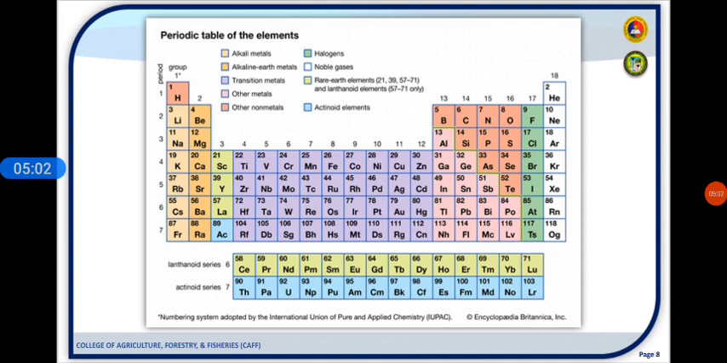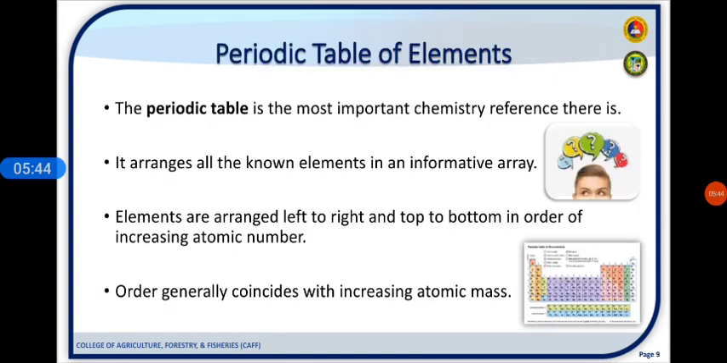Next, we have the halogens. Halogens are 9, 17, 35, 53, 85, 117. So what is F? F is fluorine, Cl is chlorine, Br is bromine, I is iodine, and so on and so forth. And we also have the noble gases, that is colored white. We have the atomic numbers 2, 10, 18, 36, 54, 86, and 118. We have He, that is helium, Ne, neon, Ar, that is argon, Kr, that is krypton, and so on and so forth.